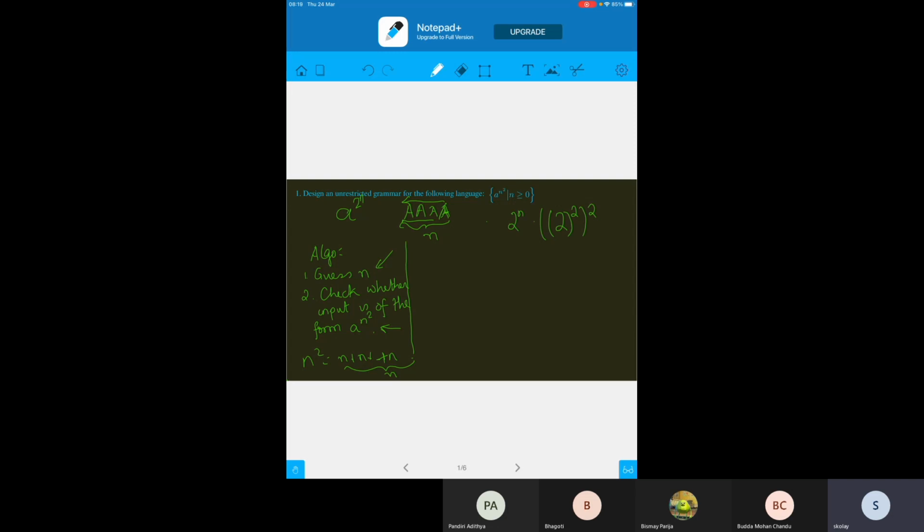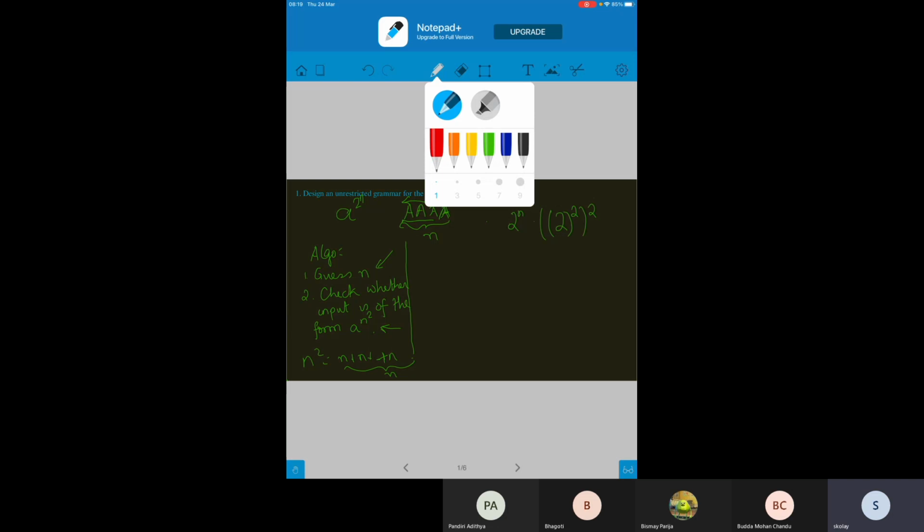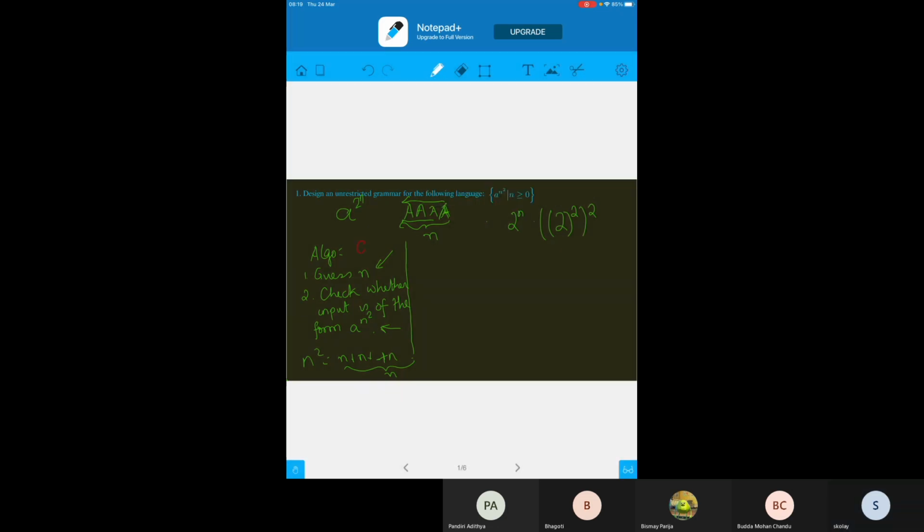Okay, so this simple algorithm, let me give it to you. What is the meaning of guessing n? This is the same as saying copy a's up to a certain point, and this is the guess for n. So in a separate track, you are copying a's up to a certain point.